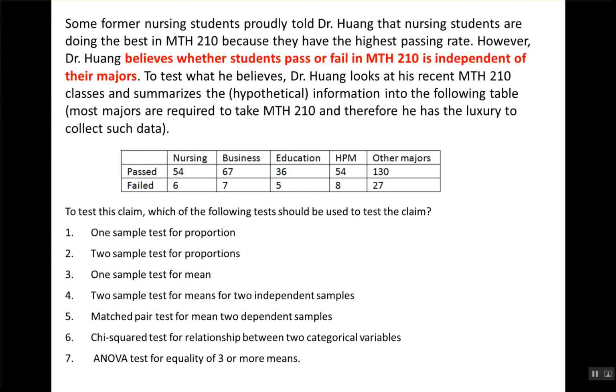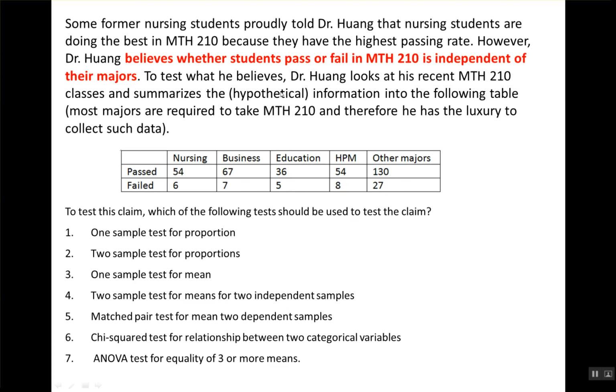If you are reading this carefully, we're testing the relationship between two variables, right? The first one is whether students pass or fail. The second one is their major. Are they related? Are they dependent or independent? Let's continue to read.